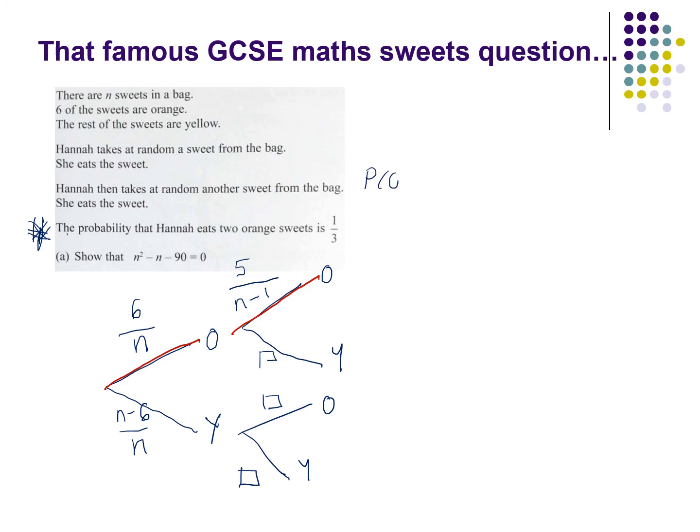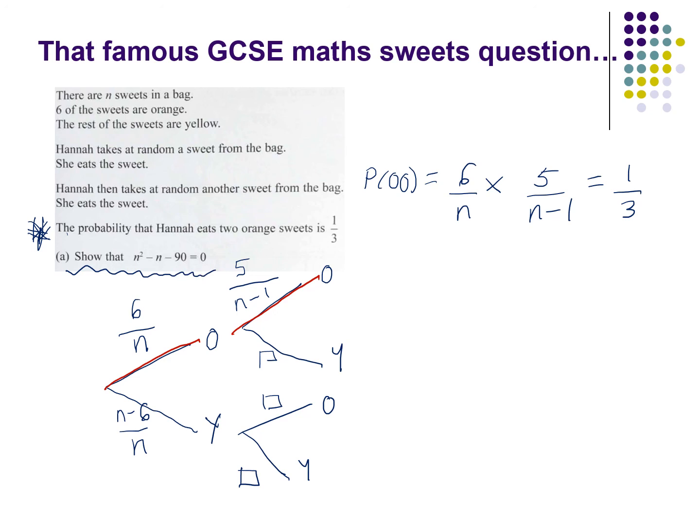Let's write down what the probability of orange is. What do we do? We go along the branches and we times together the probabilities. I know it's got some n's in it, but let's not worry about that for a moment, okay? Probability of orange is that times that. They've told us what it is. They've said it's 1/3. So we've now got an equation that we need to sort out a little bit because the question is show that, okay?